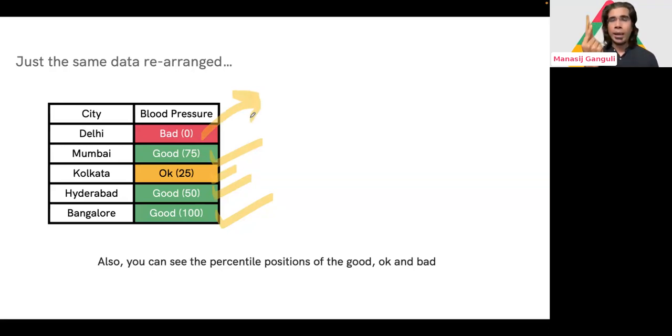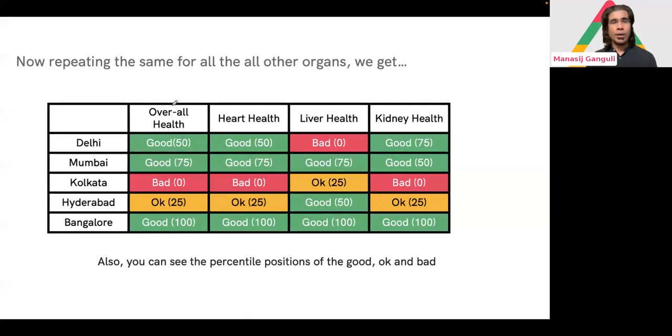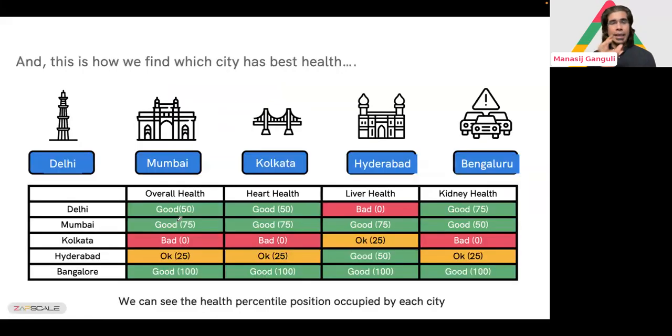This is just one KPI. Now do this for all the heart KPIs, cholesterol and heart health, exactly the same structure. And then if you average it, you get the heart health for all the cities. And then you do the same thing for liver and kidney and average the entire thing out. You get the overall health of every city in percentiles and color codes. That's exactly the structure which medical science follows. This is how medical science can tell you which city is the healthiest. It looks into the KPIs, it looks into the age groups, and then finds it out. So this is a structure which we all know.